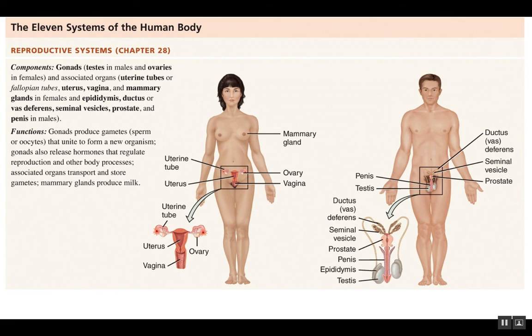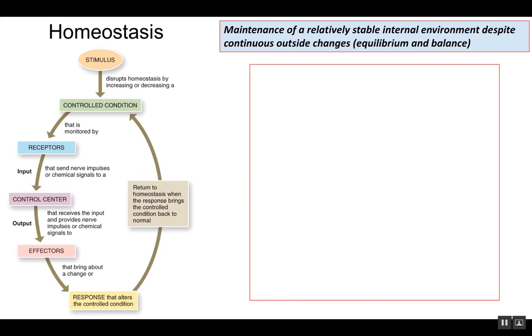So that concludes our discussion on the 11 organ systems. You should be familiar with those, knowing the organs involved and the primary functions of each. The next lecture, we will begin our discussion on homeostasis.